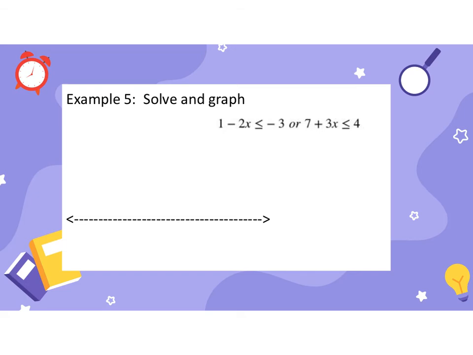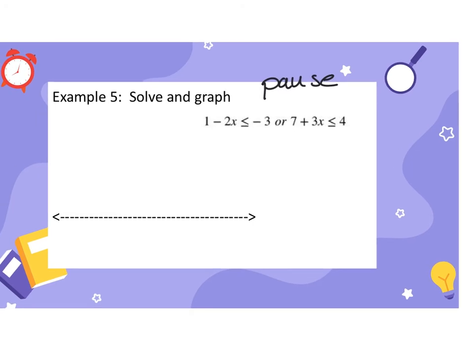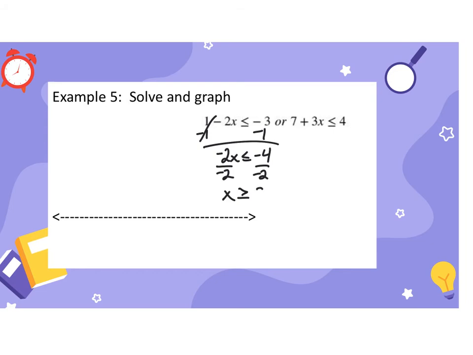Example 5. Try this or function on your own. So pause here. You can do it. Okay, hopefully you got this one. Subtract 1 on each side. We get negative 2x is less than or equal to negative 4. Divide by negative 2. Ooh, hopefully you saw what I'm seeing. When I divide by a negative, flip that sign. Negative 4 divided by negative 2 is a positive 2.